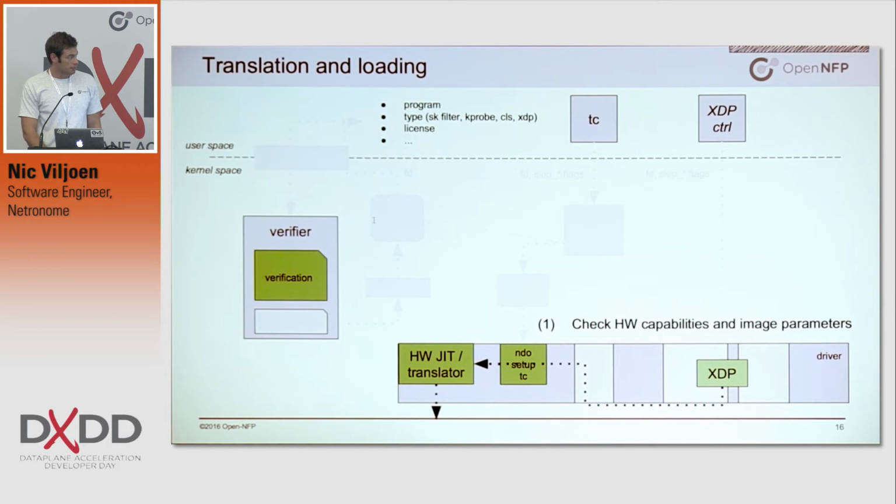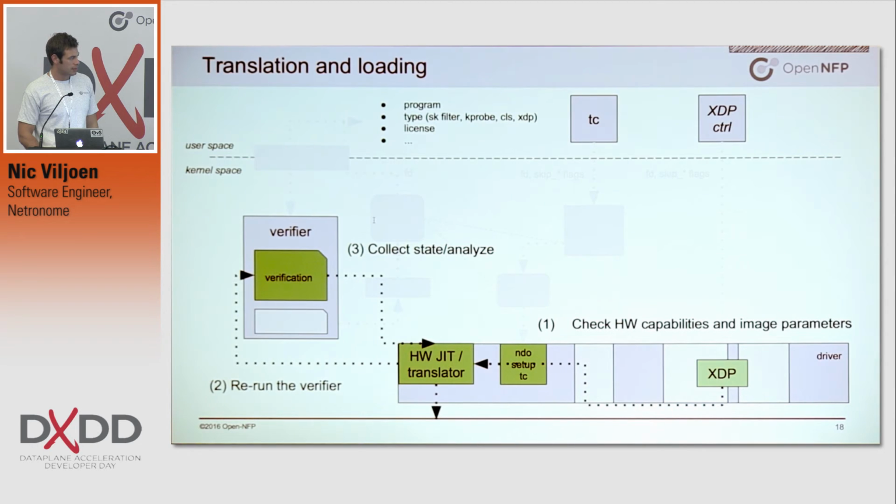Again, translation. So first thing that happens is we check the hardware capabilities, and from there, we rerun the verifier. So first up, the hardware JIT will check what can we do. Then we rerun the verifier to check that the program will actually work with our implementation.